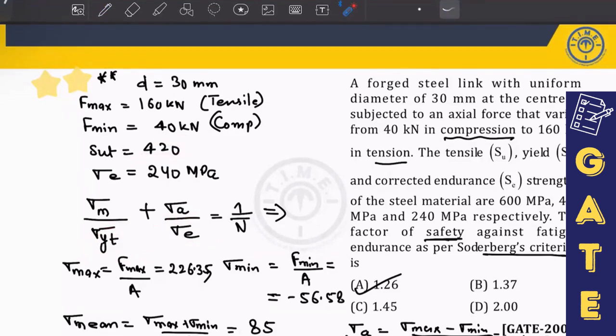So let me correct here. What ultimate tensile strength have they given? Ultimate is 600 megapascal. And what about the yield strength? Yield strength is 420. So you have to use this 420 value here. Once you solve, you will get 1.26 as the factor of safety. Everyone is getting the same answer? Yes, 1.26, fine.